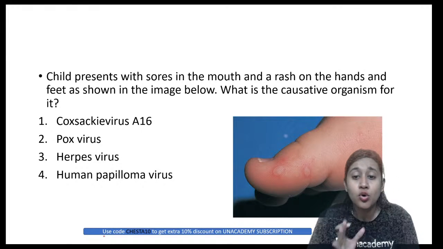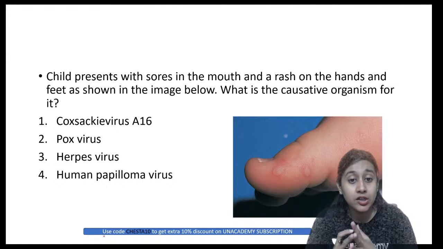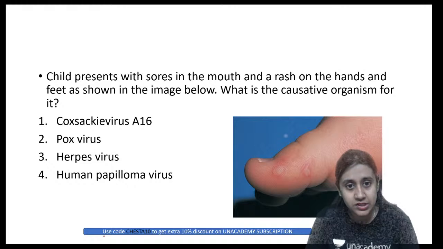Surya, they will not show Raynaud's phenomena here. This is not because of abnormal vascular tone. This is because of persistent vasoconstriction. So you will not see Raynaud's phenomena here.